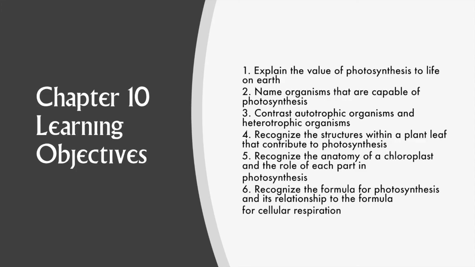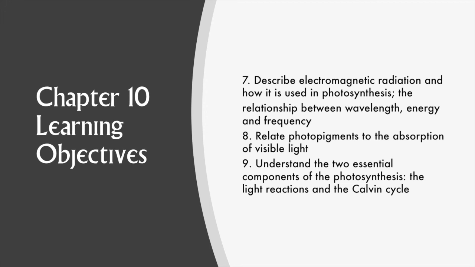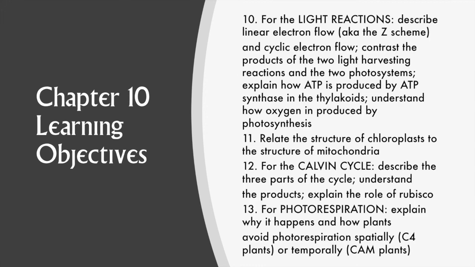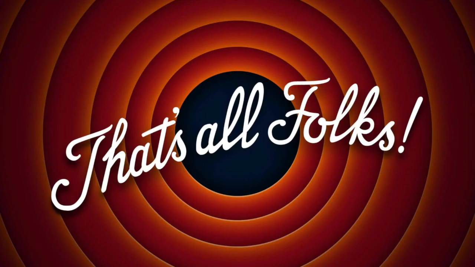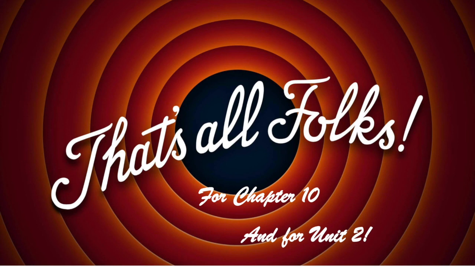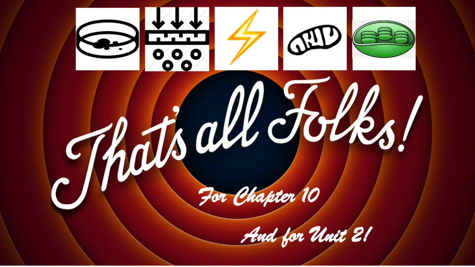Here again are our learning objectives for Chapter 10, Part 1, and 2, and 3. And we have arrived at the end of Chapter 10 and Unit 2. So the next item on the agenda will be Exam 2, which will cover Chapters 6 through 10, which means the tour of the cell, membranes, metabolism, cellular respiration, and photosynthesis.